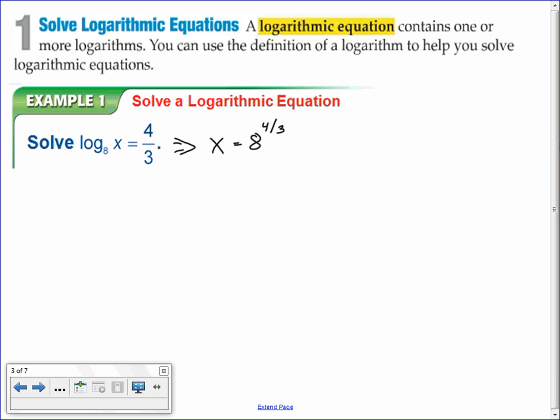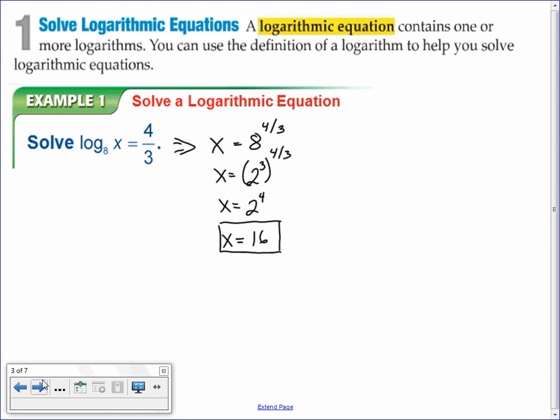Now 8, of course, is 2 to the 3rd power. So we have 2 to the 3rd to the 4/3 power is x. Now 2 to the 3rd to the 4/3 power is basically 2 to the 4th. Remember, multiply your powers. X equals 2 to the 4th, so x equals 16. Alright, that's your basic equation.